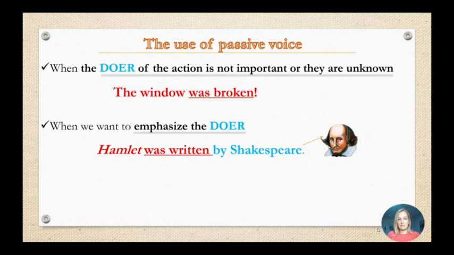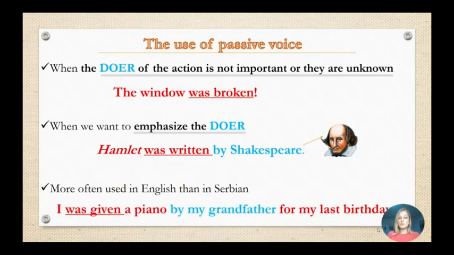But the fact is that passive voice is more often used in English than in Serbian. So when we have to translate a sentence from English into the Serbian language, we have to be careful whether this translation sounds funny or strange in Serbian. If it's funny or strange, we should use an active sentence in Serbian. For example, I was given a piano by my grandfather for my last birthday. We would say in Serbian, Deda mi je poklonio klavir za moj posljednji rođendan.